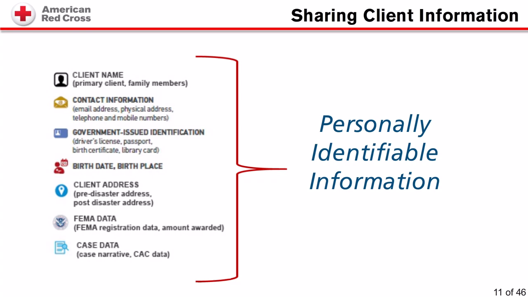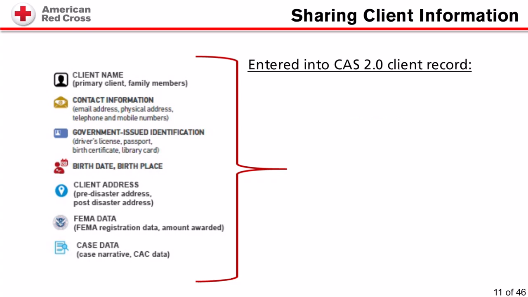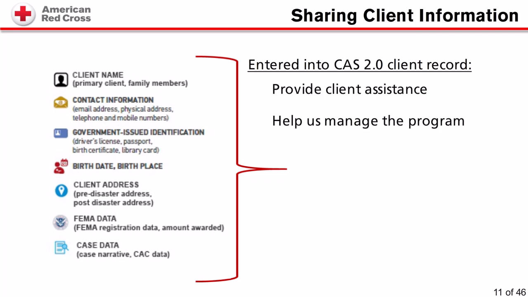When you talk to a client, you learn personally identifiable information about the client and their family. This includes their names, address, dates of birth, identification details, contact information, and the Red Cross or FEMA assistance they received. Personally identifiable information belongs to the client. This information is entered in the client record in CAS 2.0 to provide client assistance and helps us manage the program. It may not be shared outside of Red Cross without client consent.